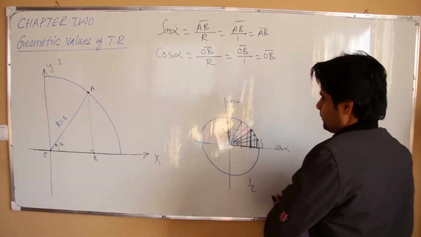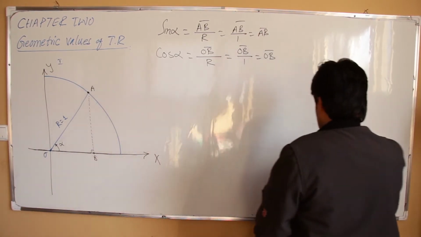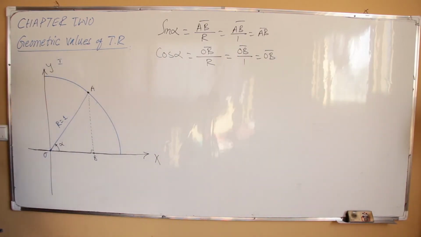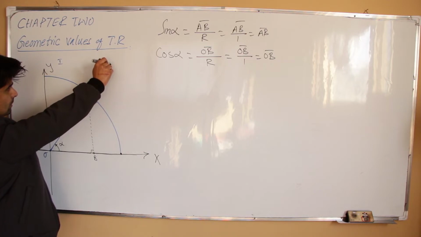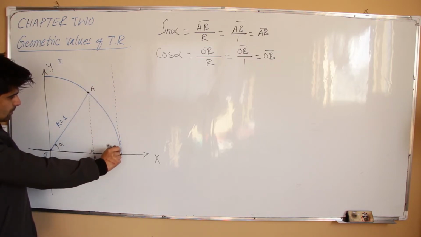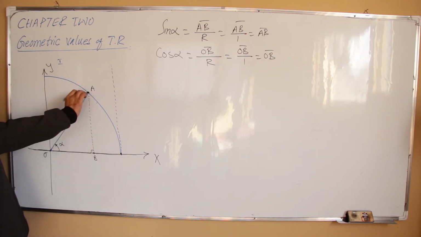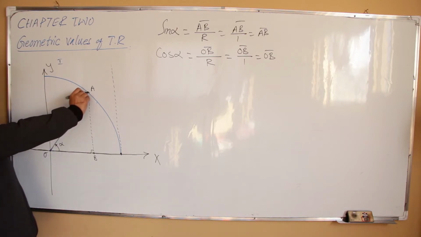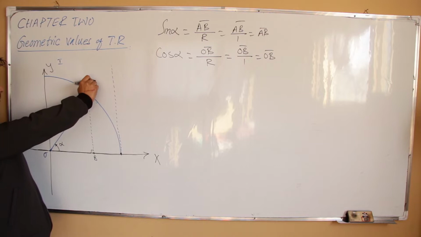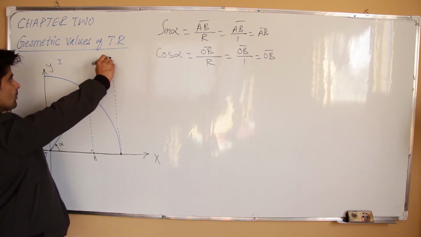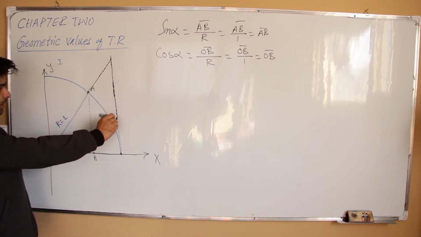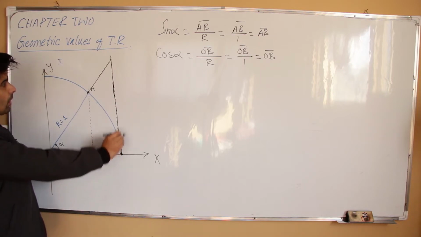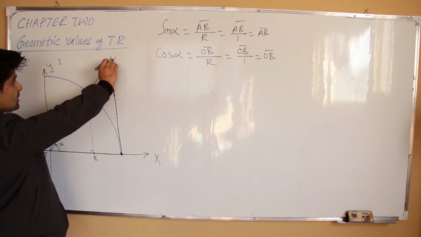Now, come to tangent. How can you find tangent? Please make a tangential line here. This is a tangential line, and proceed your OA line. This line is a tangential line. From here up to here, I will name it CD.